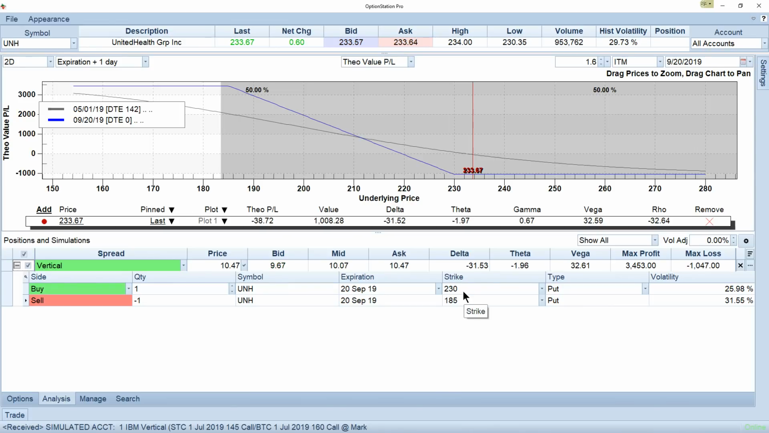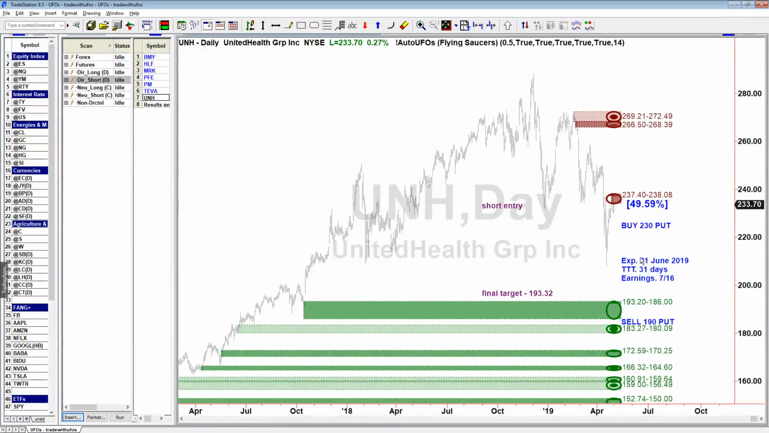Okay, so first, one second, as my keyboard is doing something. So first, we are not going to use June 21st. We are using September expiration. Second, we'll use 185 and 230 instead of 220, 190. Okay? That's the plan. That is the plan.